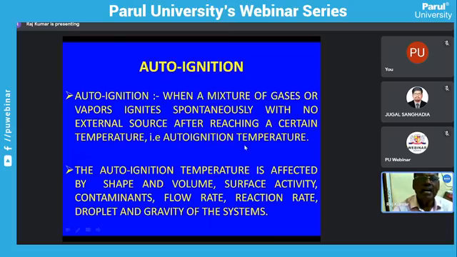Then one of the phenomena is auto ignition, which, as we have discussed, means the combustion mixture is ignited automatically. It is to be controlled, otherwise it will harm the engine. How can we control it? We can control it by increasing the surface area of the combustion chamber, by decreasing the flow rate of the mixture, and other systems.